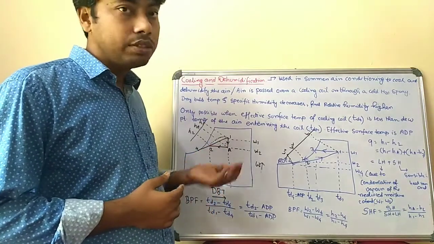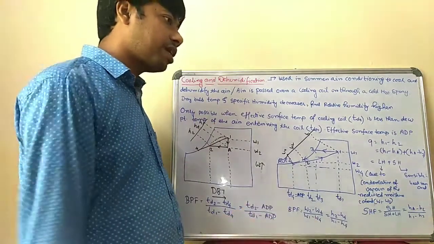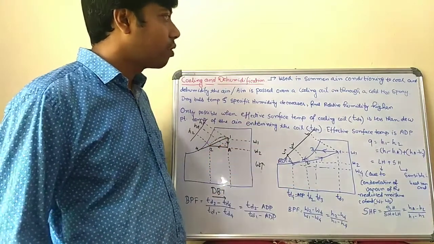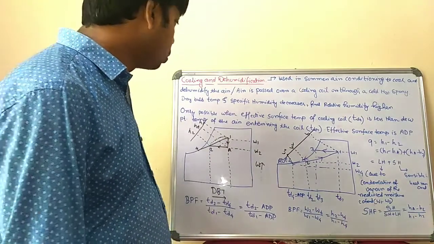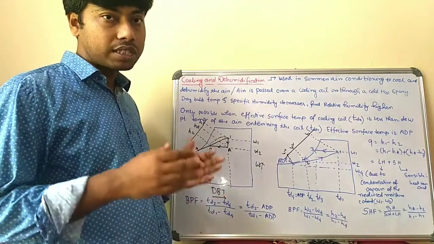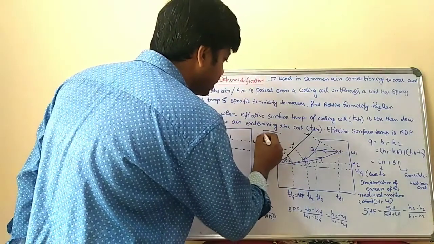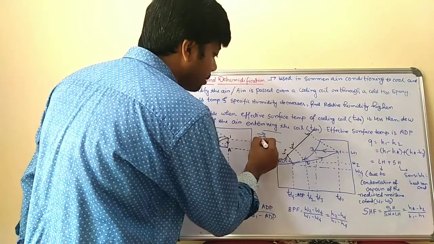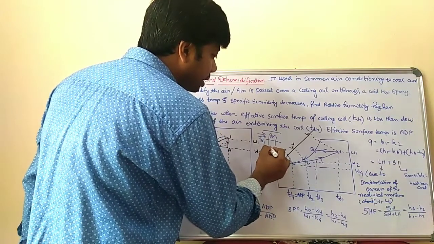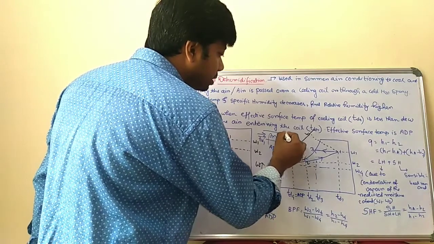It is basically used in summer air conditioning, to cool and dehumidify the air. Air is passed over a cooling coil. Suppose this is the chamber. The air enters at dry bulb temperature TD1, and here is the cooling coil, whose temperature is the ADP, the apparatus dew point temperature. When the air exits this channel, the temperature is TD2.